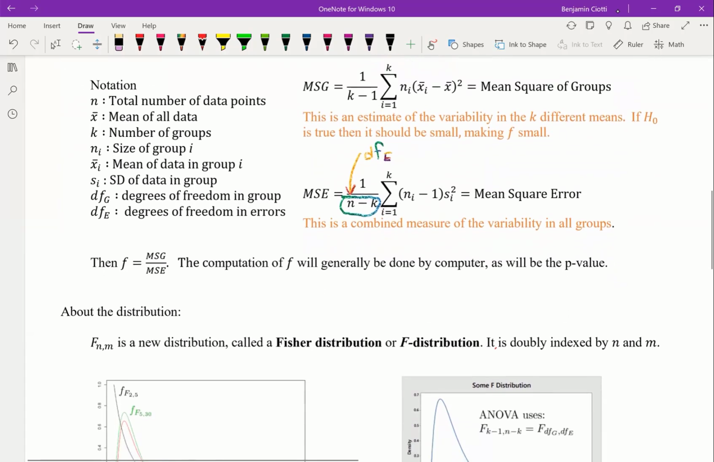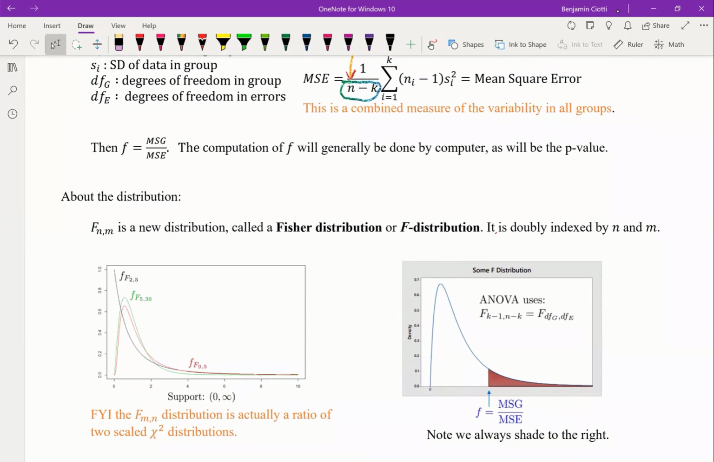So let's talk about this new distribution, the F distribution. F stands for Fisher. You may have noticed it's doubly indexed by both n and m. It's actually a ratio of two scaled chi-squared distributions, by the way. And in this picture, you can see a few of them, like there in green. We've got F sub 5,30, for example. They all are supported on 0 to infinity.